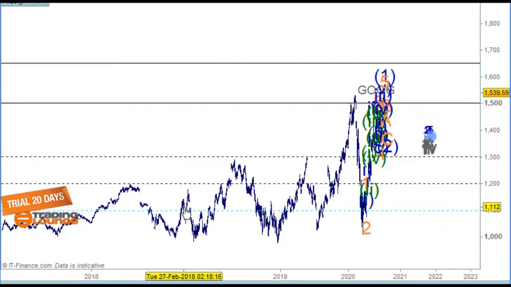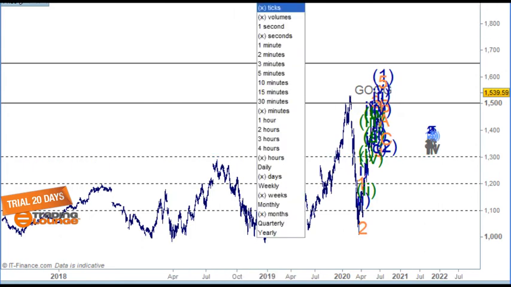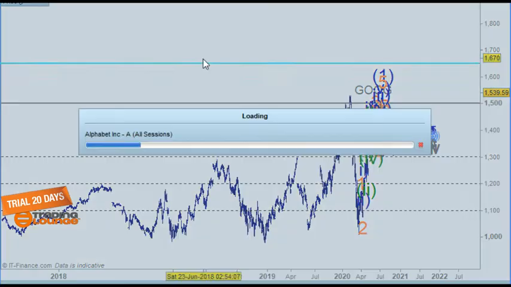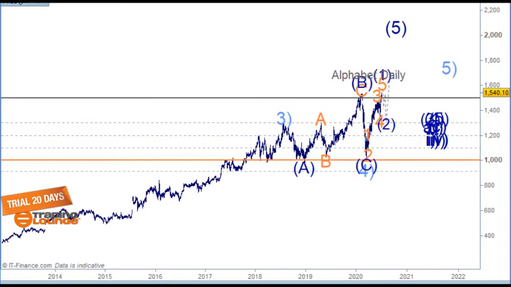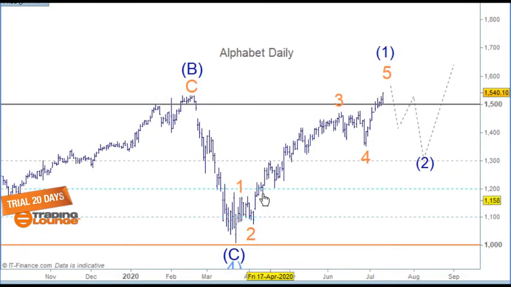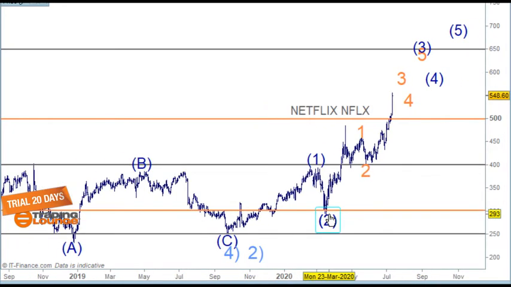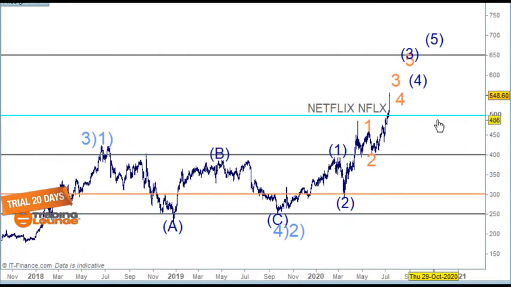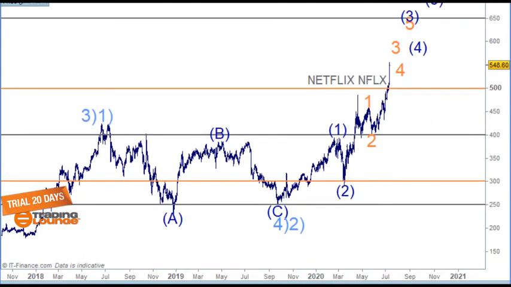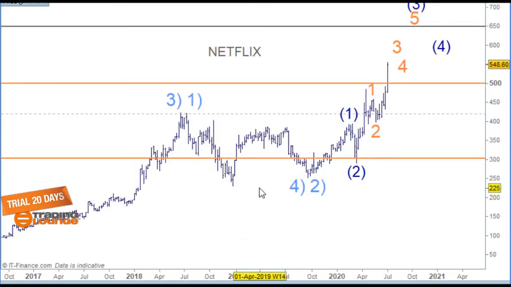So I really want to get in there and start having a look at these stocks. So excuse me for a moment. Just reset that. Netflix can be next. So with Netflix here, I've expanded things out a little bit. Let me just go to the weekly chart and see what I've done.